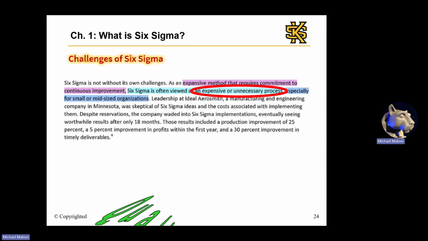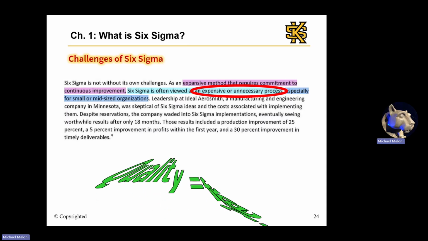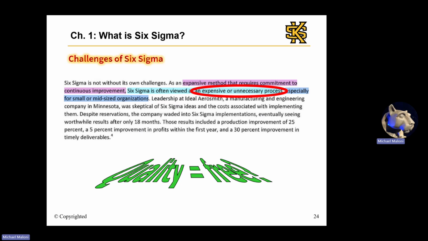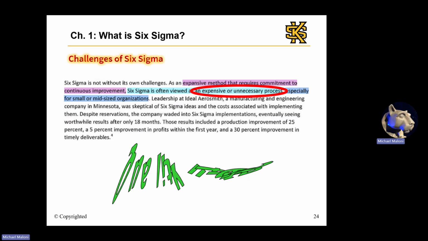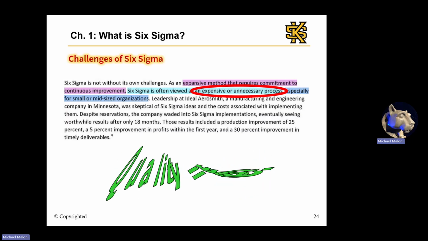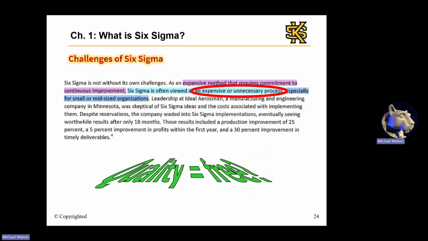So the saying is quality is free. Well, quality isn't directly free, but in the long run, it can be considered free, because fewer defects, reduced costs, and improved customer satisfaction offer a positive return on the initial investment in Six Sigma.